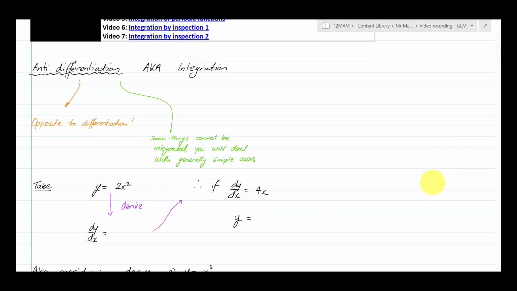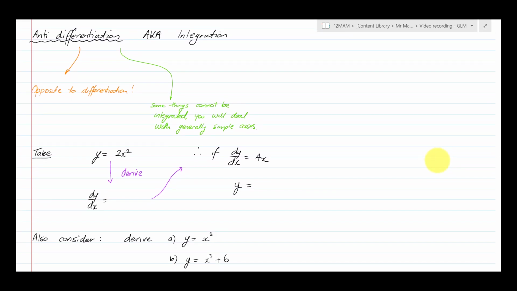So as you can imagine, anti-differentiation is the opposite to differentiation. And that's why it's called anti-differentiation. It's also known as integration. So you'll see that integration in there as well.